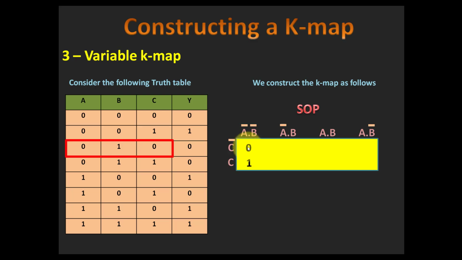Similarly, in the third case we have A0, B1 and C0. So it is A bar, B, C bar. So this A bar, B and this C bar, and this 0 will come here.